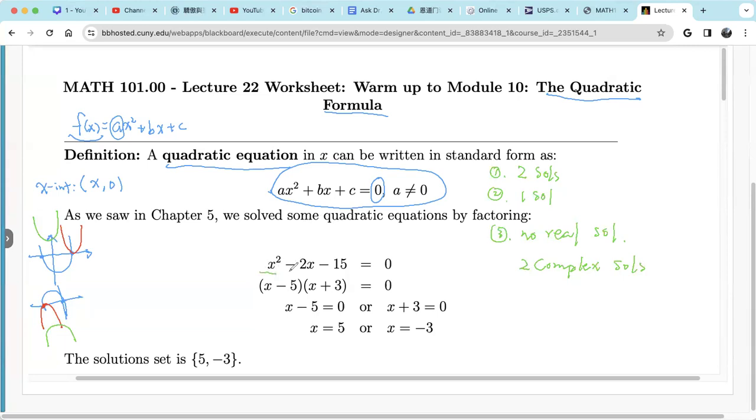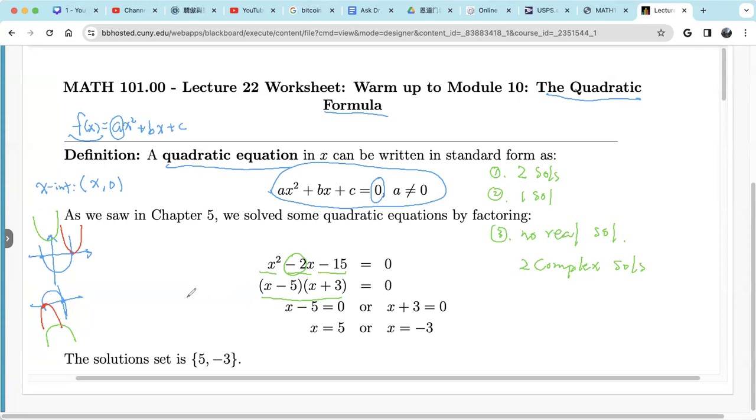We have x squared minus 2x minus 15 equals 0. So this can be factored, right? We think about two factors of negative 15 that add up to negative 2, right? Negative 5 times positive 3, indeed, negative 15. Negative 5 plus 3, indeed, negative 2. So we factor as two linear factors, x minus 5, x plus 3.